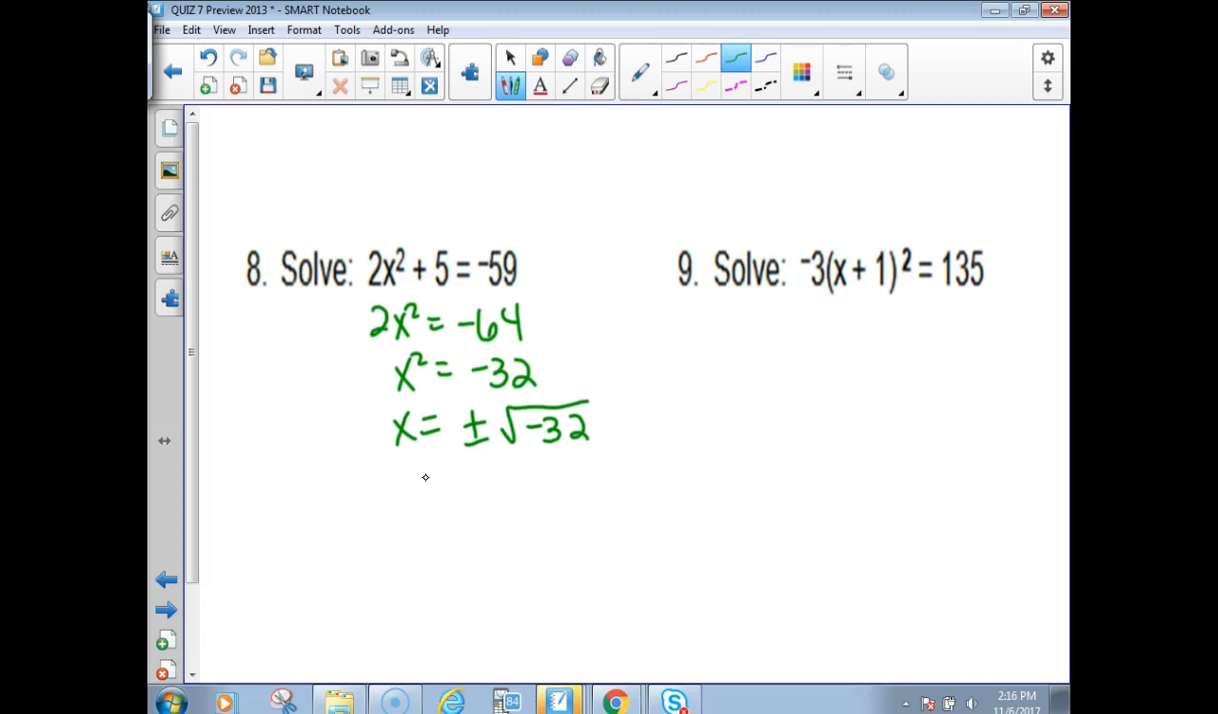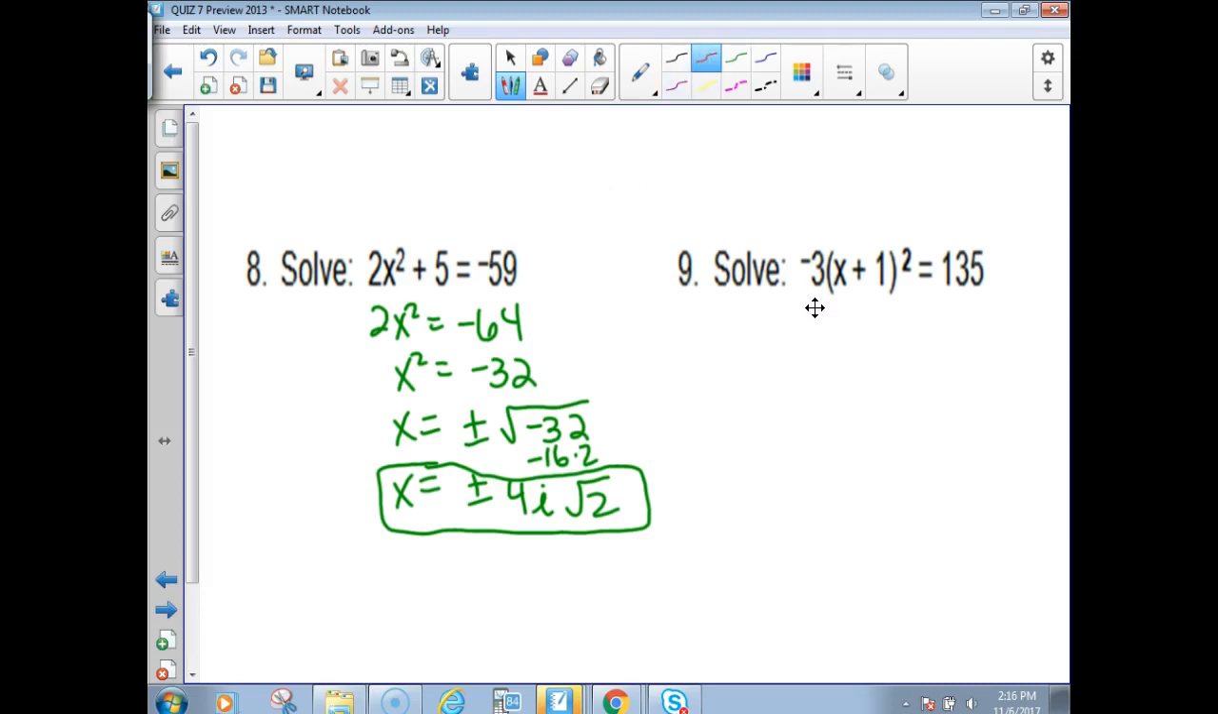Now, simplifying that, 32 is 16 times 2, so I'm going to have plus or minus 4i times the square root of 2. And that has to be in that order. You can't have 4i in front of the plus or minus. That changes everything dramatically.